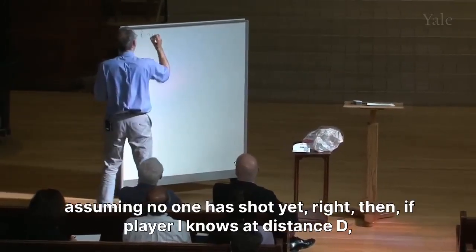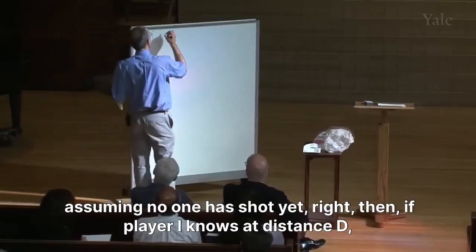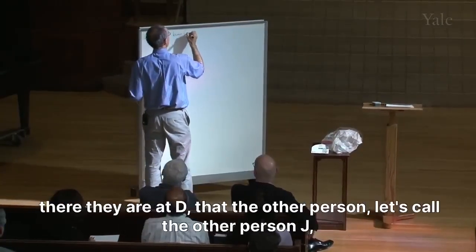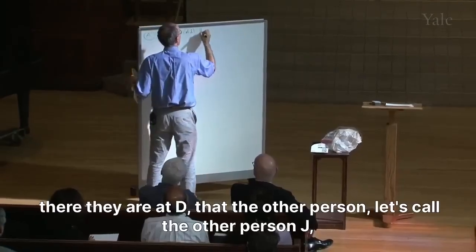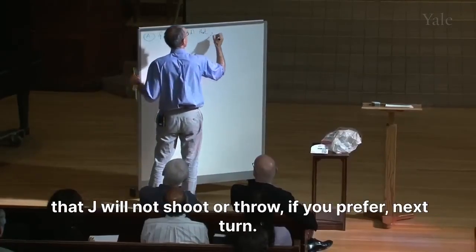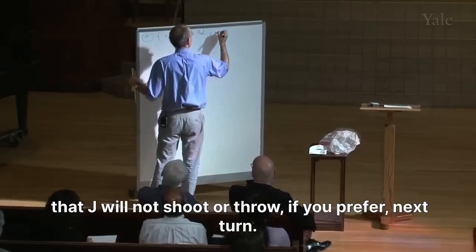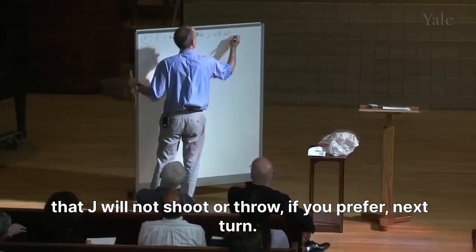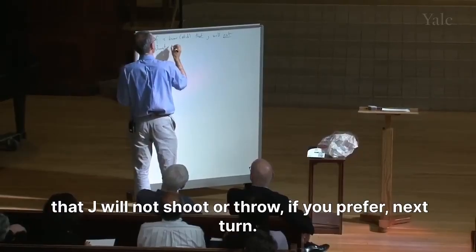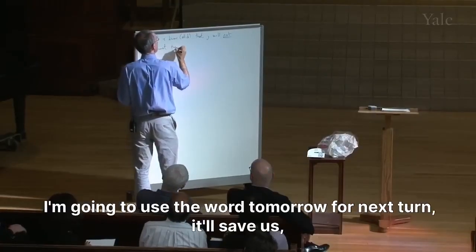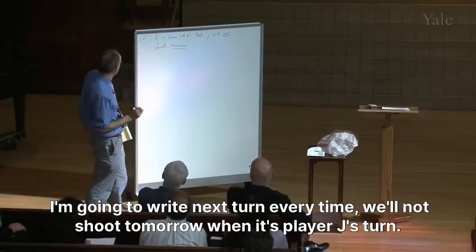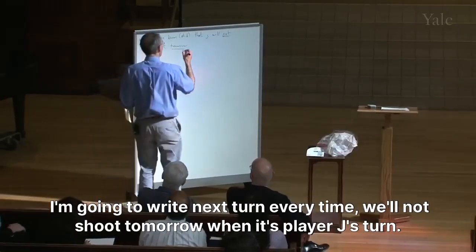if player I knows at distance D, say, there they are at D, that the other person, let's call the other person J, that J will not shoot, or throw if you prefer, next turn. Can I use the word tomorrow for next turn? It'll save us having to write next turn every time. J will not shoot tomorrow when it's player J's turn.